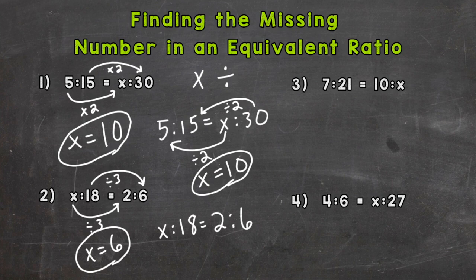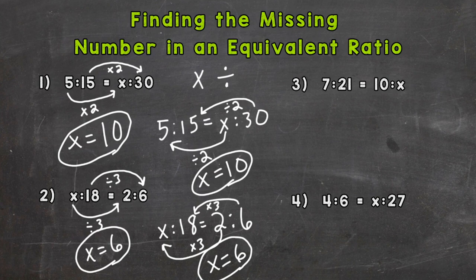Or let's do it with multiplication here. We can see that, let's go the opposite way, 6 times 3 gives me that 18. So we can do 2 times 3 gives us an answer of 6. Both ways work. It just kind of depends on your preference and how you think through the problem. So again, multiplication or division.